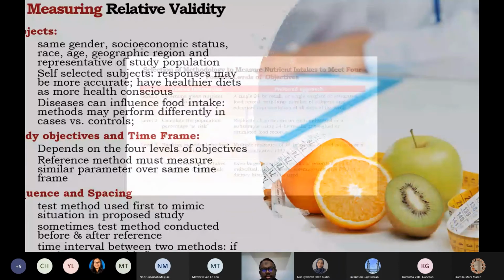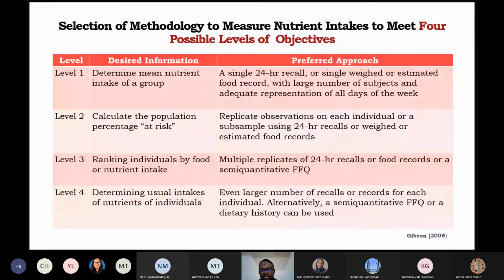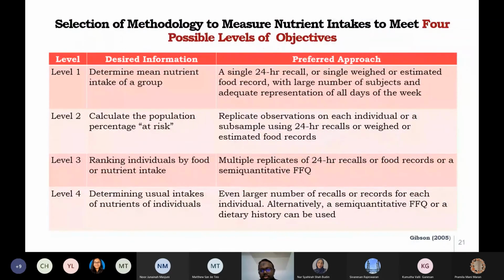So these are the selection of methodology to measure nutrient intakes to meet 4 possible levels of objective. So our objectives can be arranged into 4 levels. Level 1 is when you want to determine the mean nutrient intake of a group. So this is usually done in a small research project. So you want to know the mean nutrient intake of a certain group.